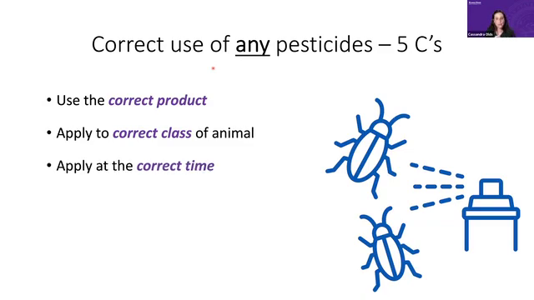Applied at the correct time. So worm populations will fluctuate. I mentioned before that there's the worms that have this hibernation stage. You really want to treat organisms when they're most active. You don't want to treat them during their hibernation stage. So there is no point in treating an animal just before the fall in terms of external parasites.